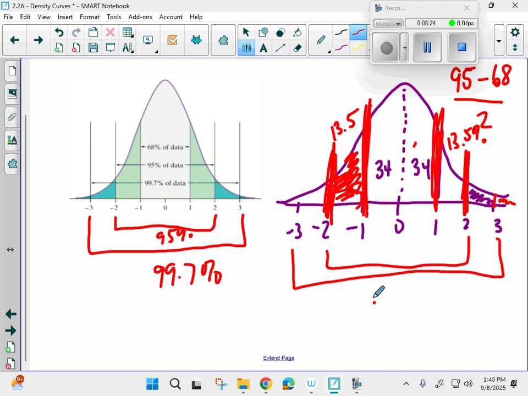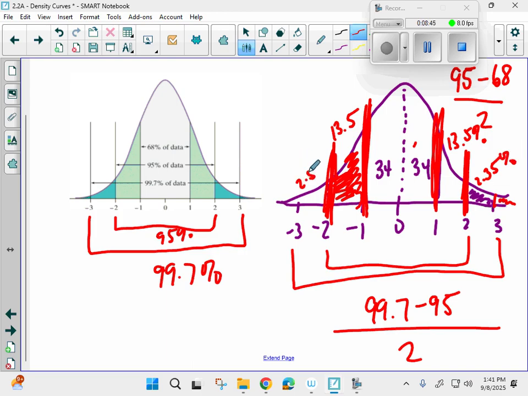Yep. 99.7. 99.7 is all of this area in here, right? Minus 95, divided by 2. Okay, when you do that, you get 2.35% for each of those little areas there to there, okay?